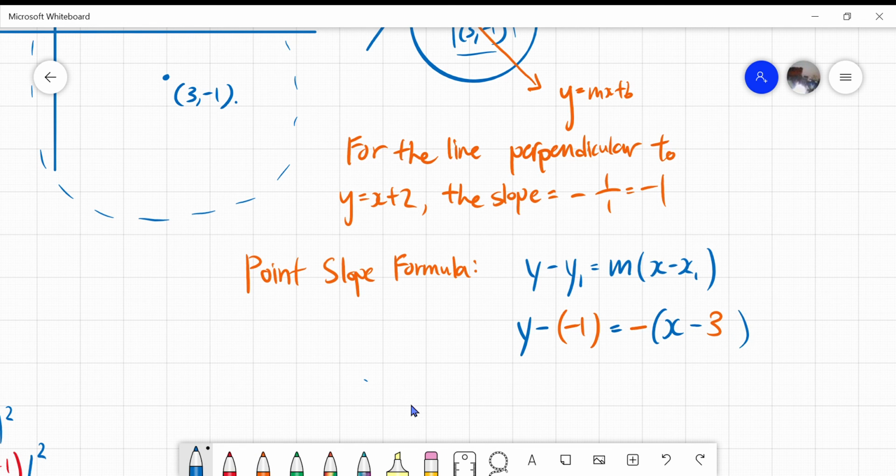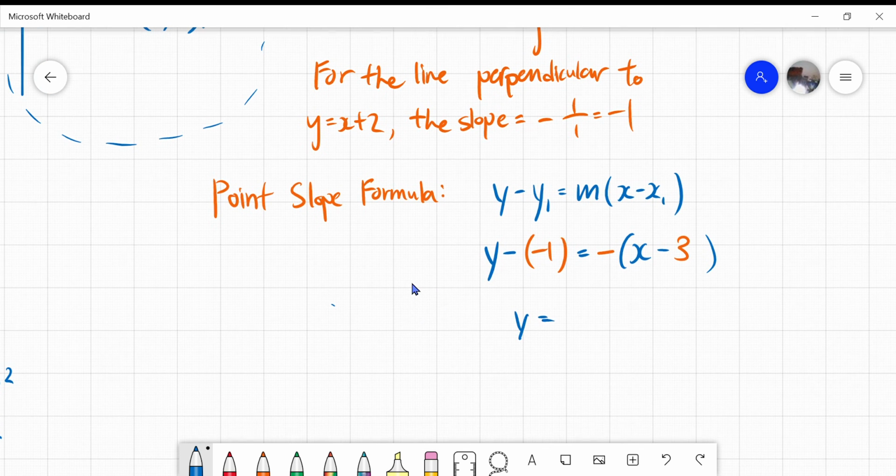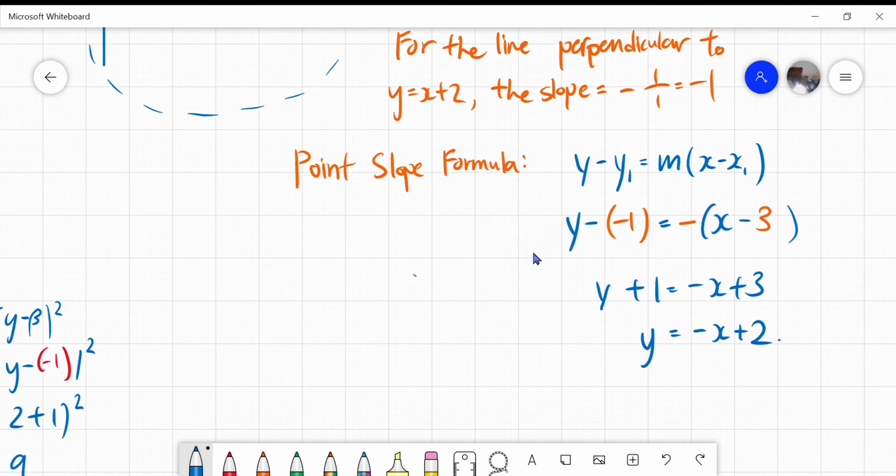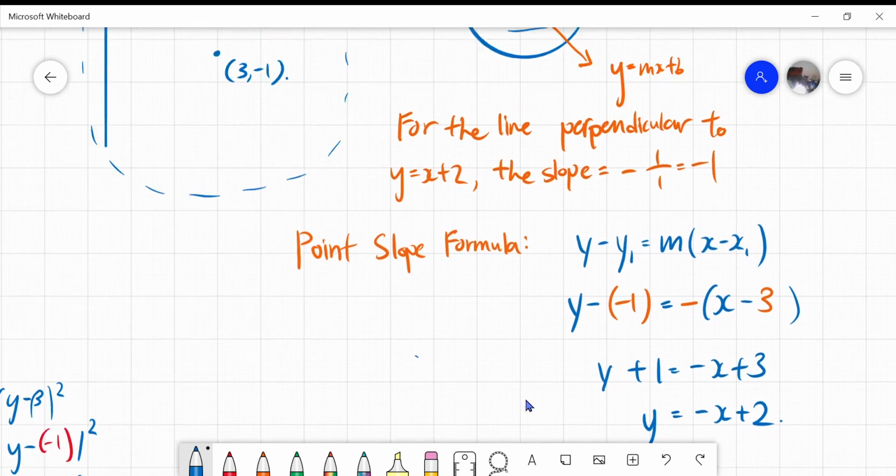And simplifying the equation, we have y plus 1 is equal to negative x plus 3. Distribute the negative. And y is equal to negative x plus 2. And that is our equation of the line.